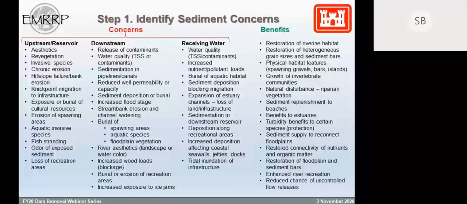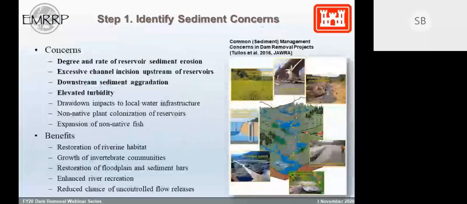So there's a long list of potential concerns, and we're not going to go through all these, but these basically boil down to the common concerns that Kyle discussed earlier and that Jennifer discussed last week. These concerns need to be evaluated for impacts both upstream in the reservoir area, as well as to the downstream river and to the receiving water. And of course, we also need to investigate the benefits at this point. Some of those are listed here.